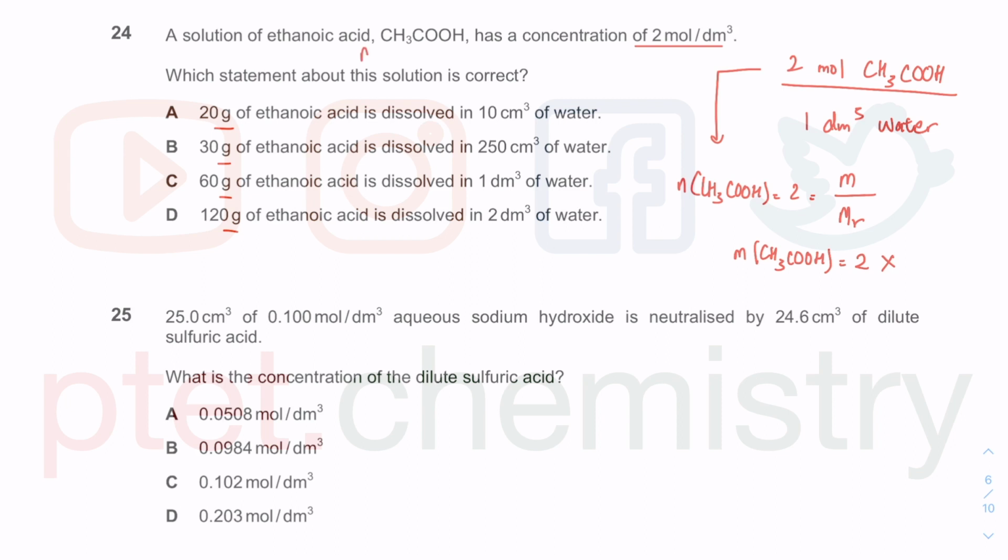So what is going to be the MR of CH3COOH? There's 12 times 1 because there's 12 there, plus 3 because 3 times 1, plus 12, plus 16 times 2, plus 1. So altogether I get 60 gram per mole. So there's 120 gram of CH3COOH, and then I dissolve that in 1 dm cube of water. Then I will dissolve 2 mole of that in 1 dm cube of water to give me 2 mole per dm cube.